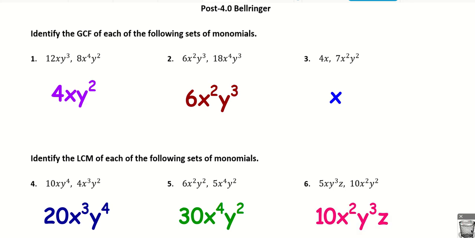Number 6, the LCM ends up being 10, just like one of the ones above there. Don't forget, 10 is a multiple of 10. So between 5 and 10, the LCM is 10. And then with the x's, we go with x squared. With the y's, we go with y to the third, the larger one. And then we have z to the first, and then over here, no z at all. So in the LCM, we go with the larger one, z to the first.